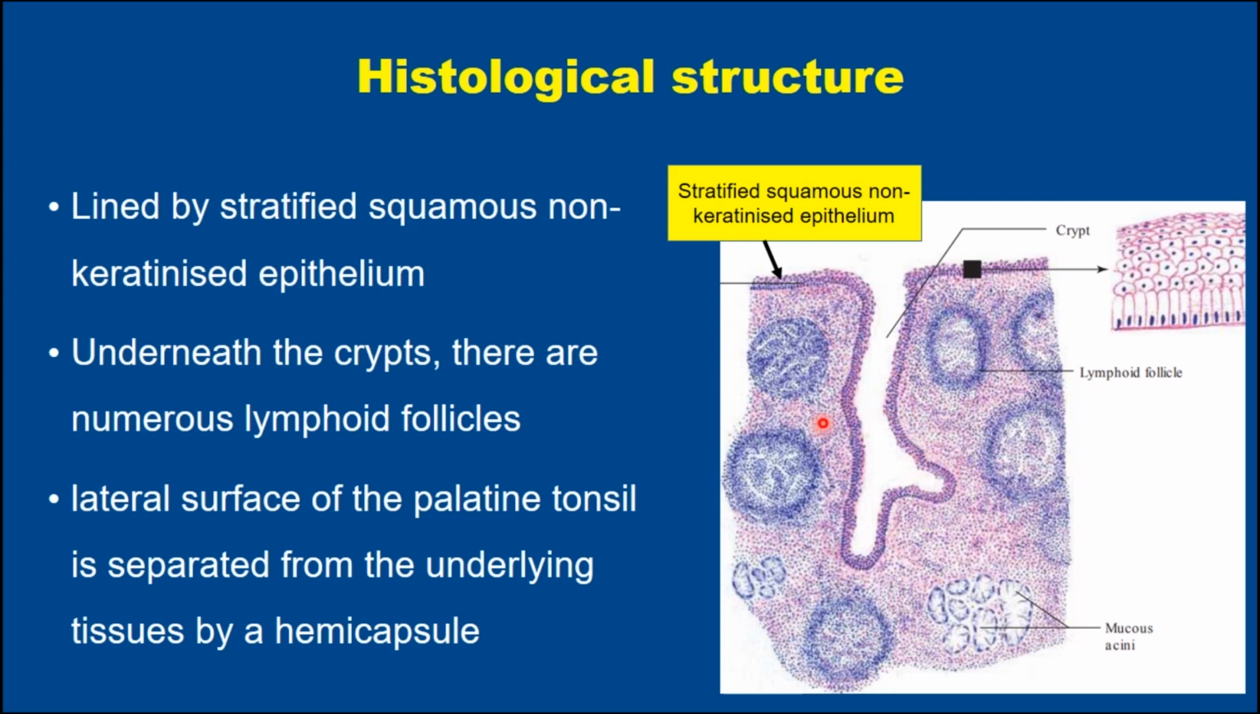Then underneath the crypts there are numerous lymphoid follicles. Over here we can appreciate numerous lymphoid follicles. Then the lateral surface of the palatine tonsil is separated from the underlying tissue by a hemicapsule. So this is all about the histological features.